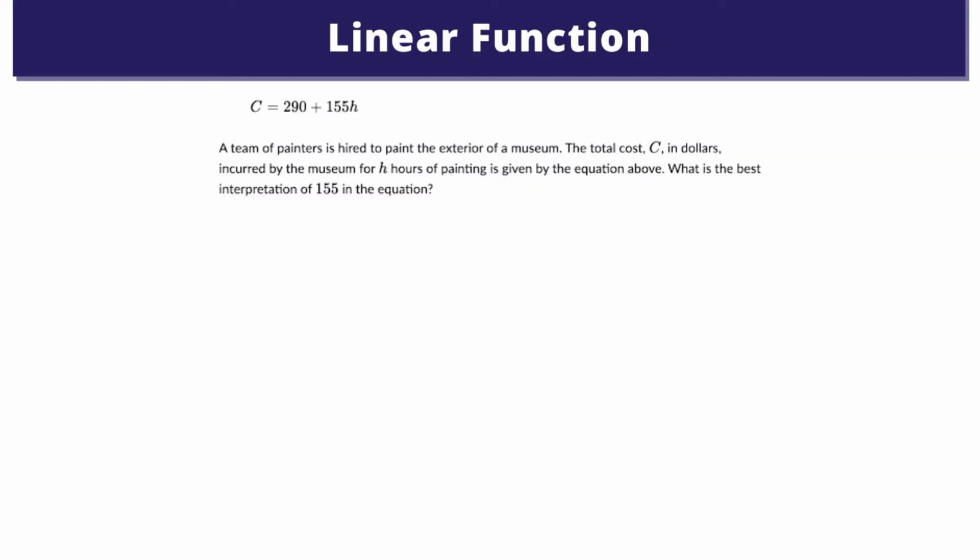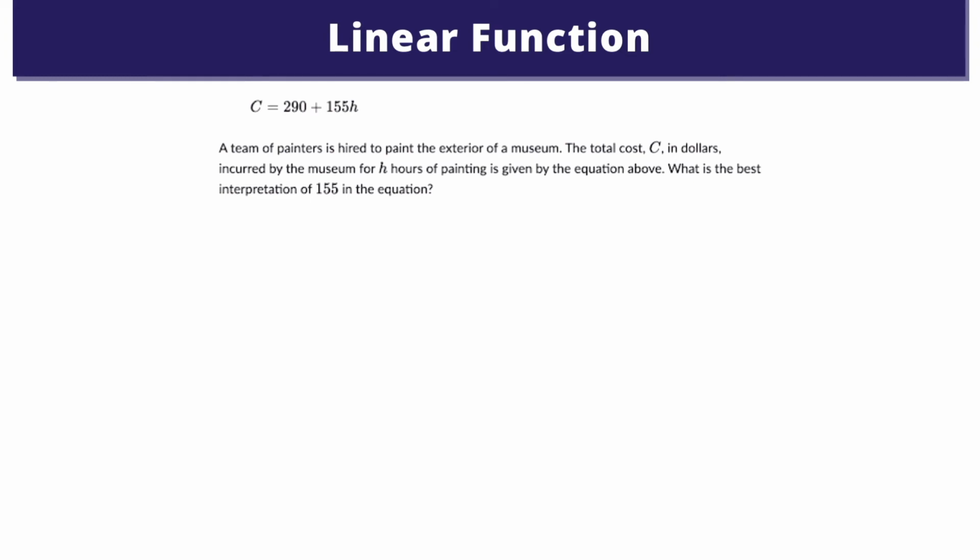So in this sixth example, we are asked what is the best interpretation of 155 in the equation. So this linear equation is written in slope-intercept form. C equals 290 plus 155h. In the equation, 155 is the slope and 290 is the c-intercept. In this case, because c is the dependent variable and h is the independent variable, 155 is the change in c when h increases by 1.